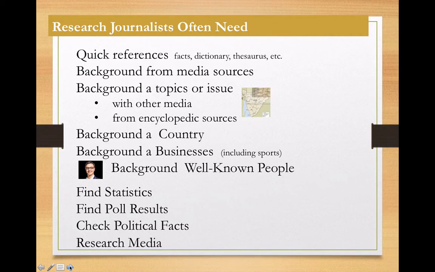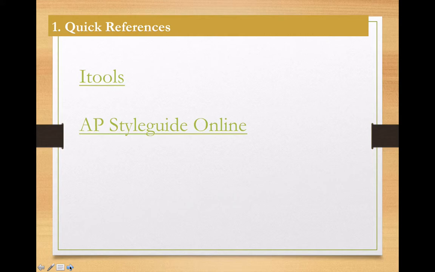So let's get going. First, we want to look at quick references. iTools is a great resource just for quickly checking a fact, getting a spelling, looking at some kind of quick ready reference. So take a moment, click that link, and see what you can find there, and then come back.